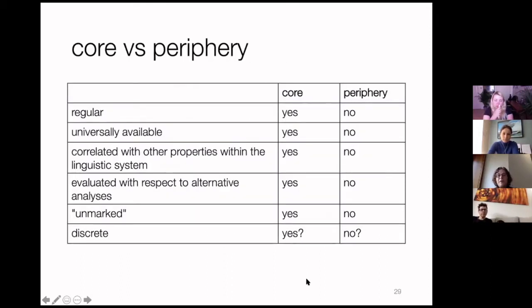So this is a very simple chart showing the differences between core and periphery. The core is regular, universal, available. You often find correlation with other properties in the linguistic system. You can evaluate core properties with respect to alternative hypotheses. And then such things as markedness and discreteness come in, but those are, again, a little harder to define. Periphery is characterized by the absence of regularity or universal availability.